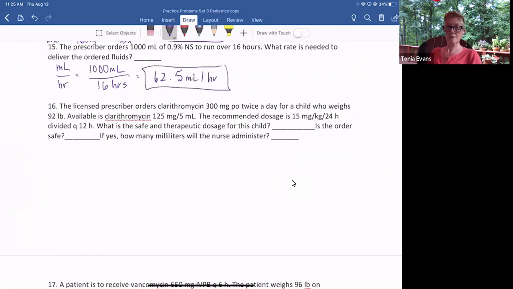All right, so did anybody look at that question and go, this looks too easy, what am I missing? Nope, you're not missing anything. That's it.